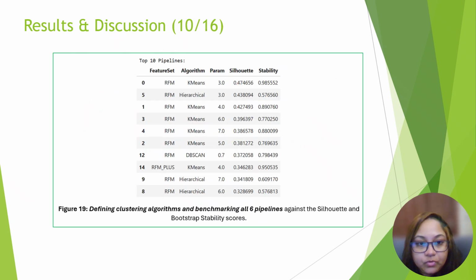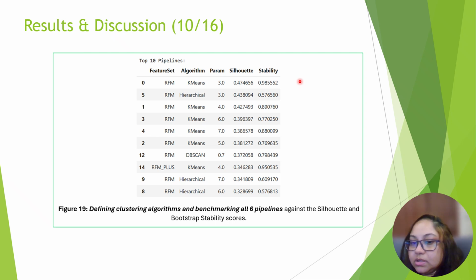Next, we can move on to the results and discussion obtained in the clustering and evaluation notebook, which is notebook 4. So for this, we can see the top 10 performing pipelines, with rank 1, which is the winner, being K-means on RFM at K equals 3. So this pipeline achieved the highest silhouette score 0.475 and by far the best bootstrap stability 0.984. So this indicates three well-separated, highly robust clusters on classic RFM dimensions.